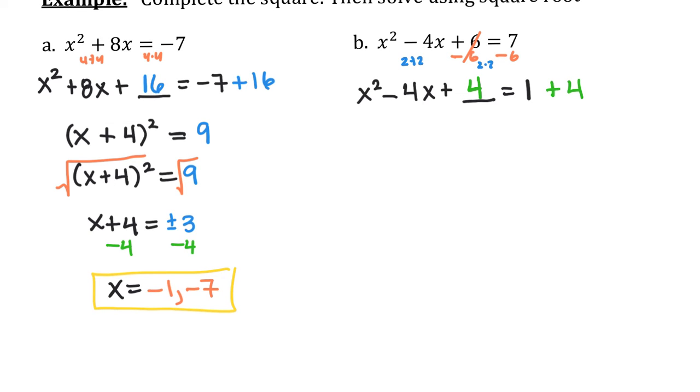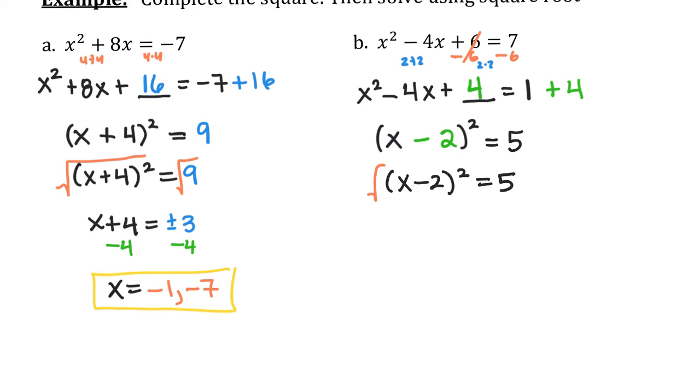Now, if I did this correctly, this will factor into a binomial square. Since it's x squared, I'm going to put an x here. To get 4, it was 2 times 2, so I'm going to put a 2 here. And then because it has to add up to negative 4, it must be minus 2. So minus 2 plus minus 2 makes minus 4x. I'm going to go ahead and add up the right side. 1 plus 4 is 5. And then I can solve this using square root, just like we've been doing for quite a while.